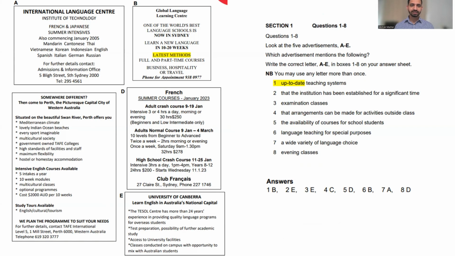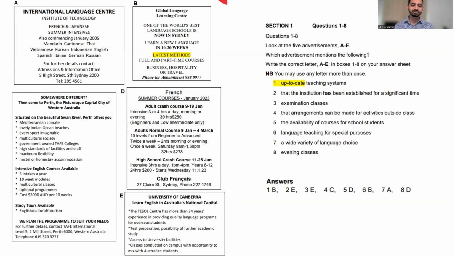So here are the answers. So up to date is mentioned in B, obviously. And then that the institution has been established for a significant time. That's mentioned in 5. It says that the TESOL Center has more than 24 years experience in providing quality language programs. So that mentions the time that this college has been established for. So it gives you an idea that it's been established for a significant time. The other schools don't mention time, so you can comfortably select that.